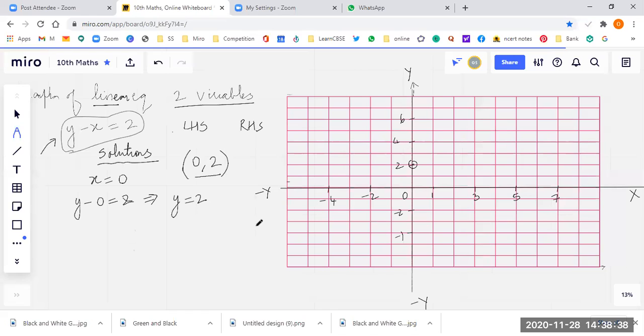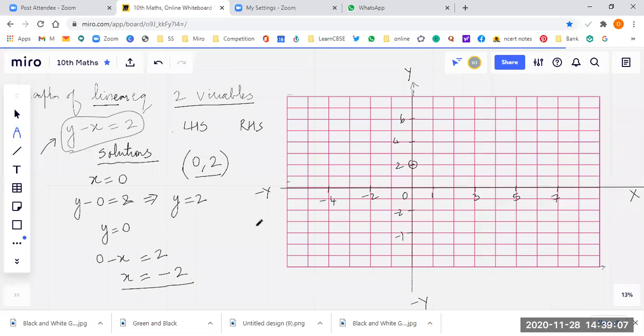Right. Now what do you do? Take y is equal to 0. This is the simplest way to draw the graph. When y is equal to 0, put y is equal to 0 in this equation. The equation becomes 0 minus x is equal to 2. From this I will get x is equal to 2. Wrong. Minus x is equal to 2. X will be equal to minus 2.